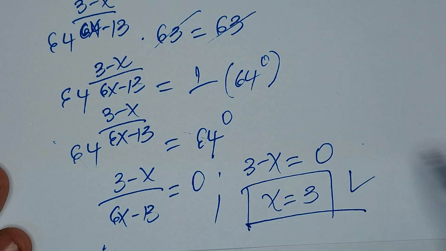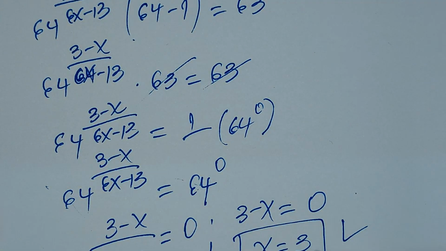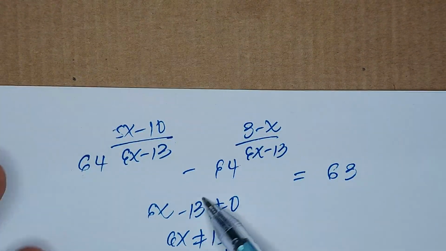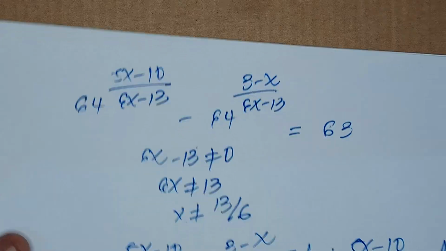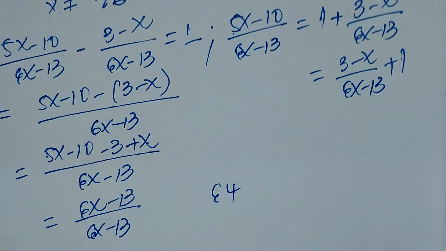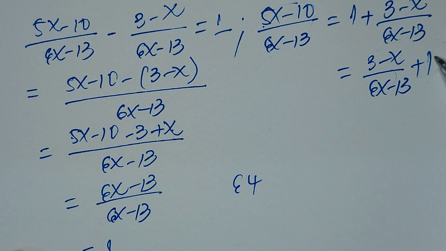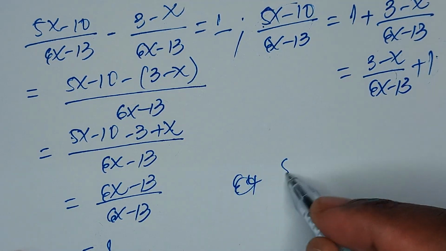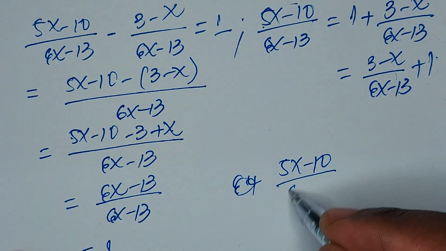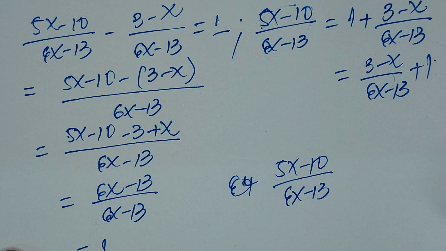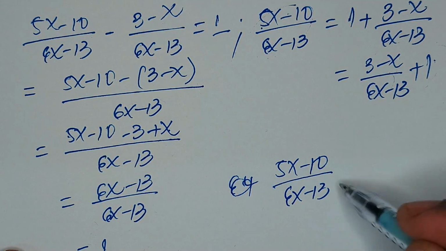Okay guys, we can check very quickly. Let's pick this one here, which is equal to this one plus 1. Let's say we have 5x minus 10 divided by 6x minus 13, and following the same steps, we're going to have that this one here is going to be 4.